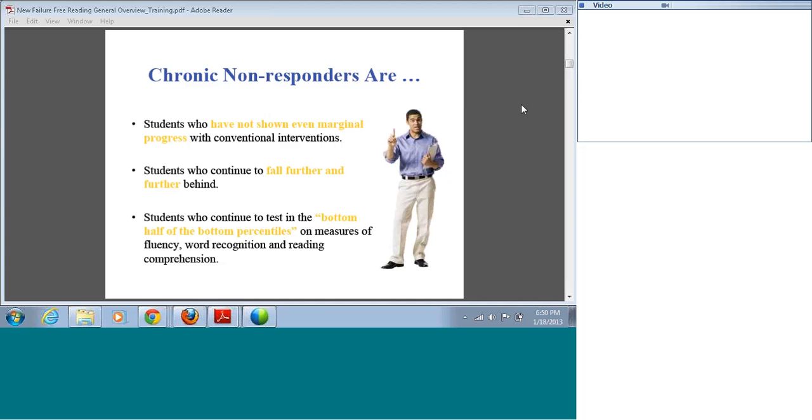All right, so who are chronic non-responders? Chronic non-responders are students who have not shown even marginal progress with conventional interventions. These are students who continue to fall further and further behind, and who continue to test in the bottom half of the bottom percentiles on measurements of fluency, word recognition, and reading comprehension. So again, your chronic non-responders are the students that just aren't having any success. No matter what resources or strategies you use with these students, it just doesn't seem like it's ever enough to help them get caught up.